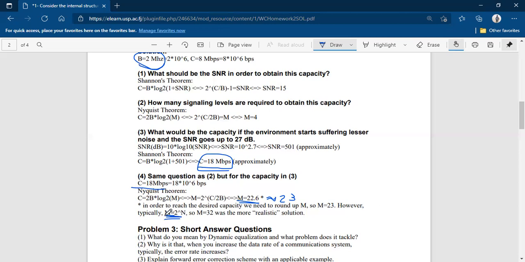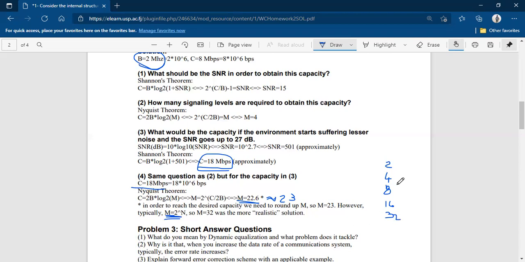Let's quickly write all the values of 2 to the power of n. When n is equal to 1, we have 2. When n is equal to 2, we have 4. When n is equal to 3, we have 8. When n is equal to 4, we have 16. And when n is equal to 5, we have 32.